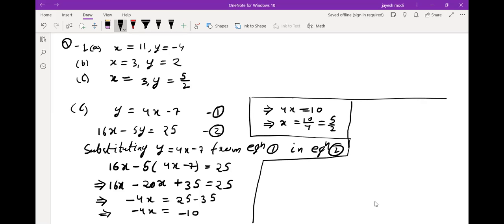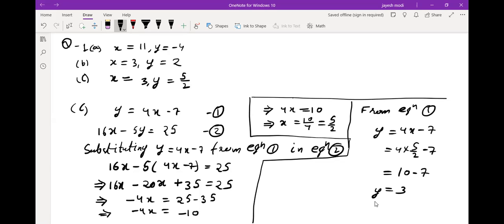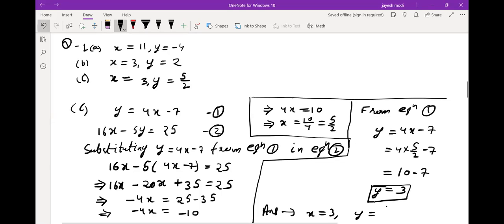Okay. So after getting the value of x equals 5 by 2, we can find the value of y using equation number 1. y equals 4x minus 7 equals 4 into 5 by 2 minus 7. So it is 10 minus 7 equals 3. So this answer is wrong, this is correct. Finally, write both the answers. x equals 3 and y equals, sorry, x equals 5 upon 2 and y is the opposite.